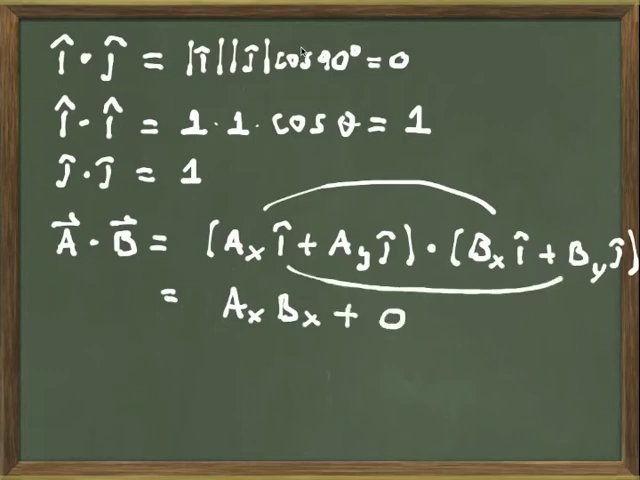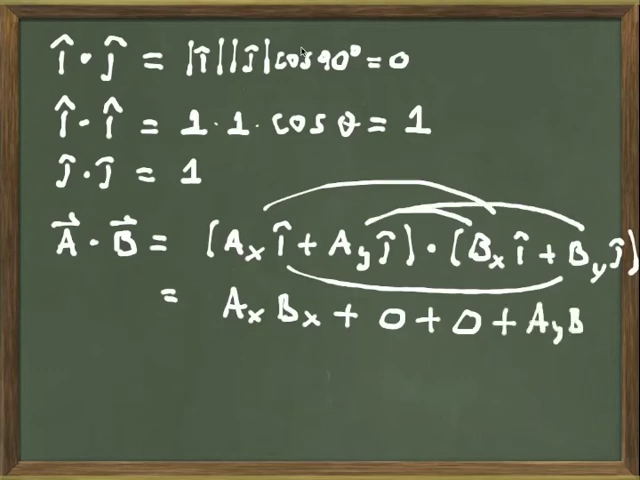Then AX with BY. That's a 0 because you have the I hat and the J hat together. Dot product between those two is 0. Then you have AY with BX. That's another 0 because you have J hat and I hat together. And the last one is AY with BY. And that's J hat dot J hat, that's a 1. So your final answer for A dot B is AX BX plus AY BY.